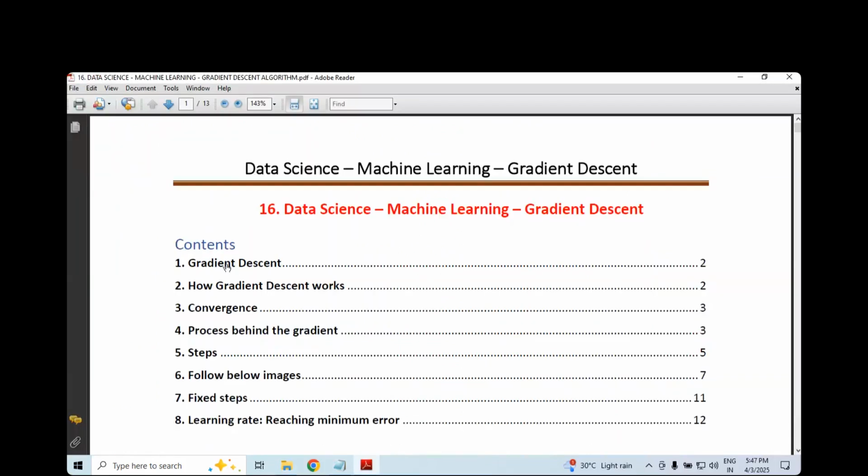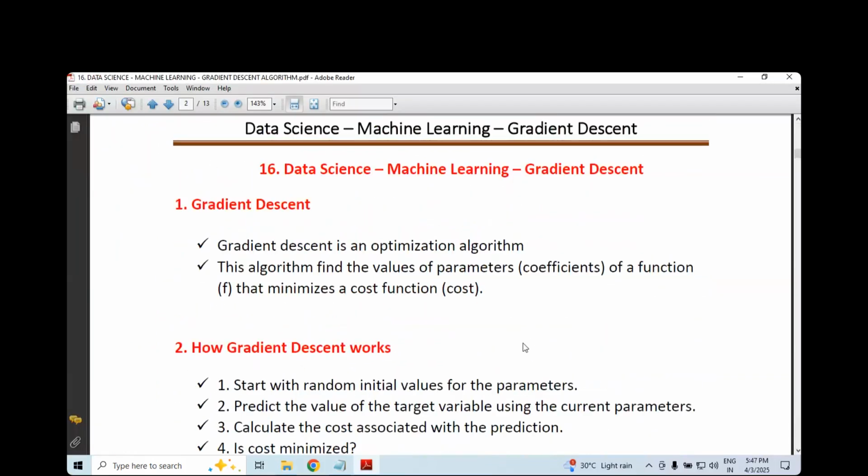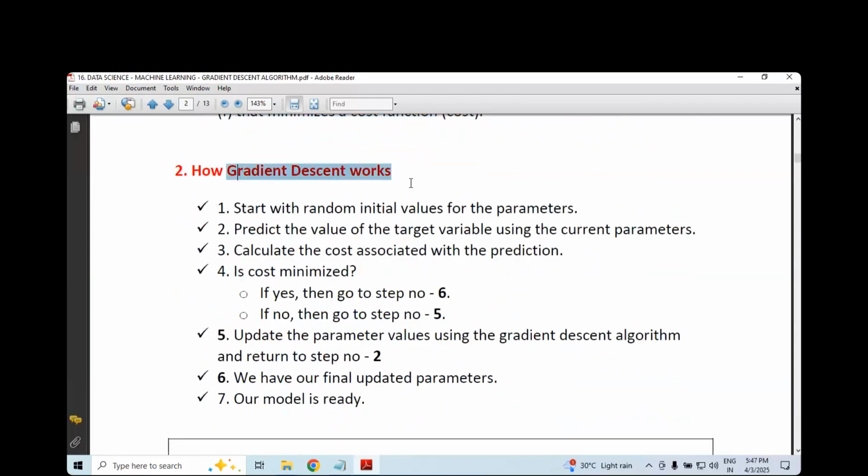Let me talk about this. Gradient descent algorithm. Make a note on this. Gradient descent algorithm is an optimization algorithm, I'm sure you already know. This algorithm finds the values of parameters, which are something like coefficients of what exactly? Of a function. And that minimize what exactly, sir? Cost function. Yeah. Then how does the gradient descent algorithm work?